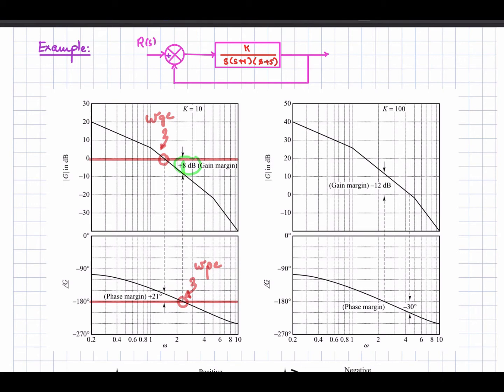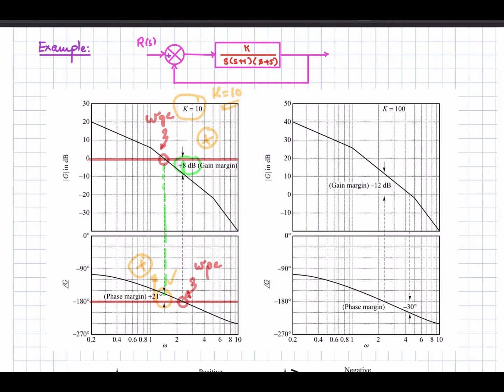And if I look at this point over here, your phase is 20 degree above this minus 180 degree line, 21 degree above. So it means your phase margin is positive. The phase margin is positive and the gain margin is positive, so your system is stable for the gain K equal to 10 in this case.